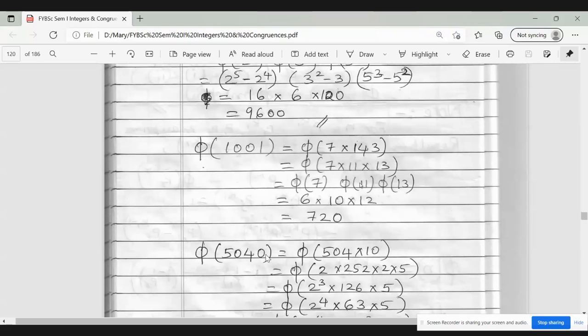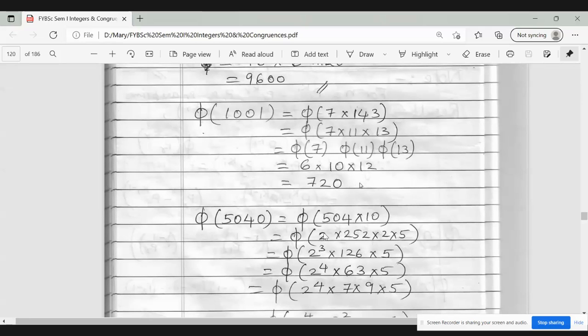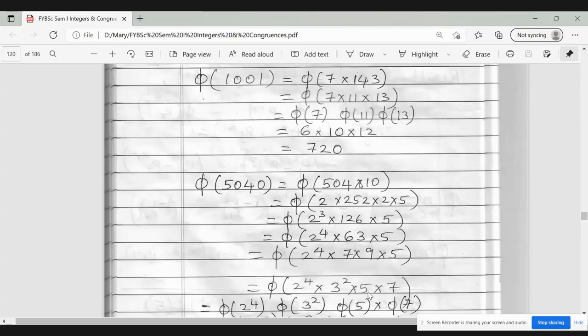Next is phi of 5040. Okay, so this is 504 into 10. Now we are factorizing this. Okay, so what do you get? 2 cube into 126 into 5. So this will be 2 raised to 4 into, okay, so these are the prime powers of primes. 63 is written as 7 into 9.